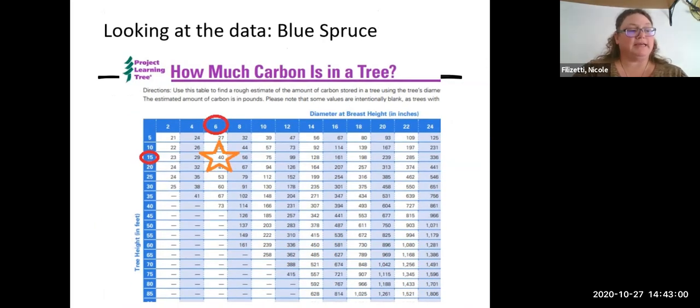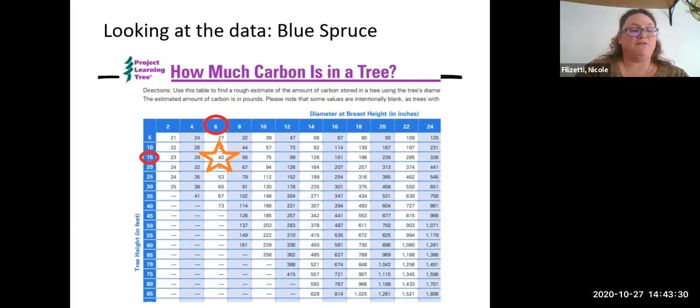So now let's look at our second tree, which was much smaller. It was a blue spruce tree and it had a DBH of 6.9 inches and a height of 16.75 feet. So estimating at 6 and 15, follow our rows and columns down and we find that it stores 40 pounds of carbon in a year. So obviously much less than the bigger tree because it is a smaller tree. But that little tree there in that yard gets a lot of sunlight and it's growing quickly.